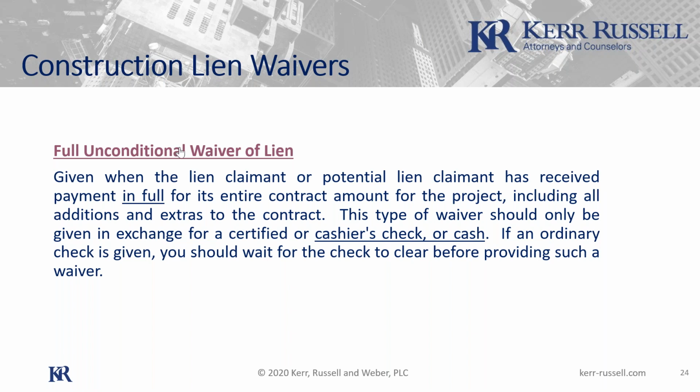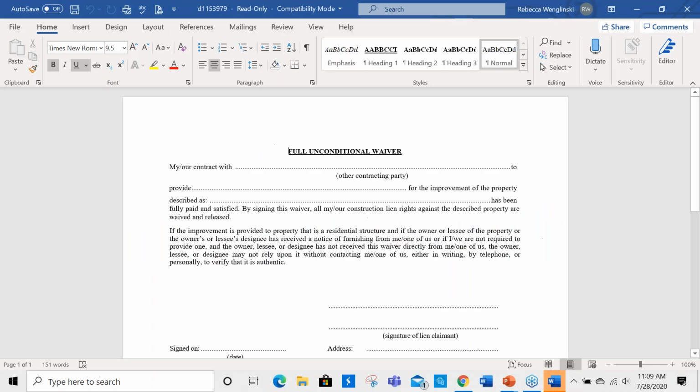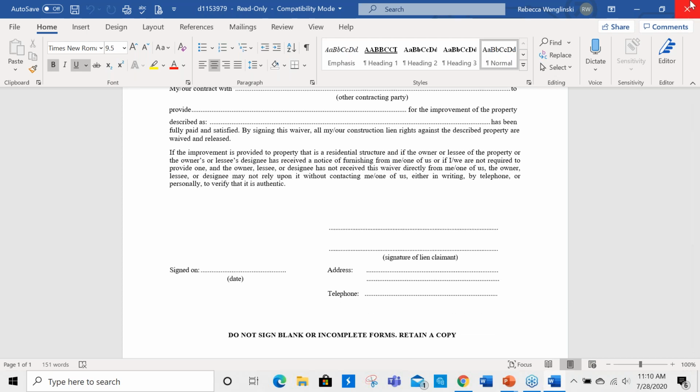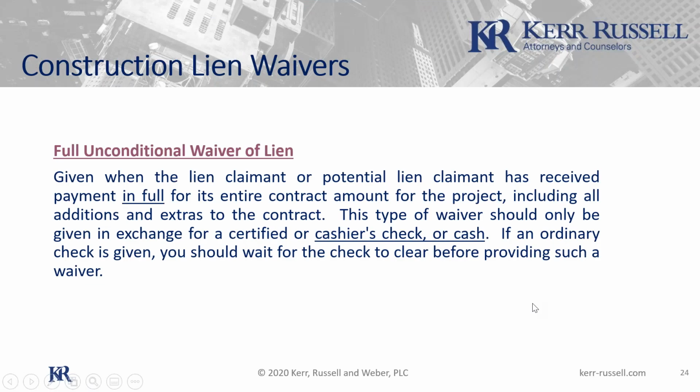So let's go into the waivers so I can show you some examples of these. Here's a full unconditional, and it says in the fourth line down, by signing this waiver, all our construction lien rights are waived and released. All right, now let's go to a conditional one so I can show them. Do you have the next waiver in line?